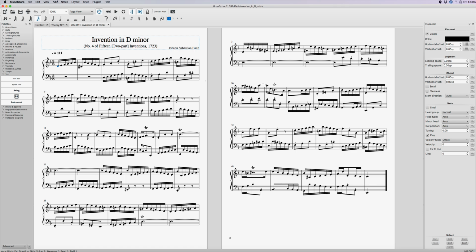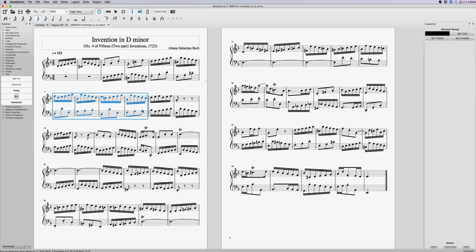Okay, that was blazing fast. Let's slow that down just a touch. How about now? Okay, so let's look at these four bars.